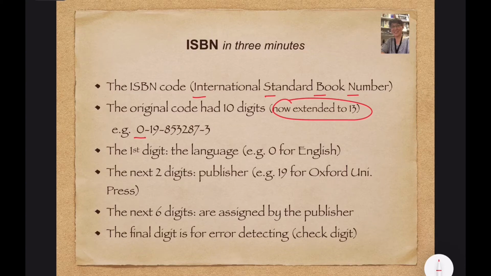1 digit represents the language of that book, and then 2 digits represent publishers. Then we have 6 digits, which means 1 million different numbers to be able to assign to each individual book under that publisher. Then finally, this is something we really want to talk about today. It's called the check digit. This check digit is specially added in order to identify errors that appear in the code.